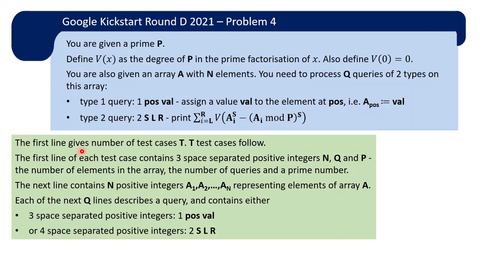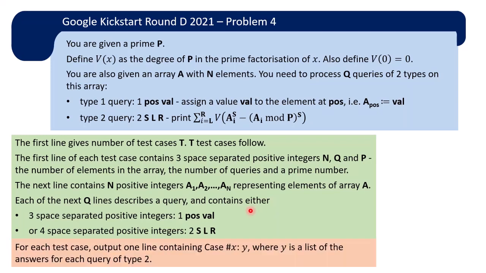So let us see what's the input. The first line will give you the number of test cases T, and T test cases follow. The first line of each test case starts with 3 positive integers N, Q, P. So basically the number of elements in the array, the number of queries you're going to have, and the prime number P. Notice that the prime number P is going to be fixed for the whole test case. Then the next line contains the array A1 to AN, and after that come the Q queries, either type 1 or type 2.